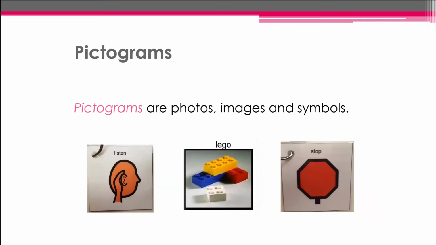Pictograms are photos, images, and symbols. They can be clip art or real pictures. Often, real pictures are easier for the child to associate with the actual item. The benefit of clip art is that it can represent many items. For example, a picture of a ball can indicate any ball.